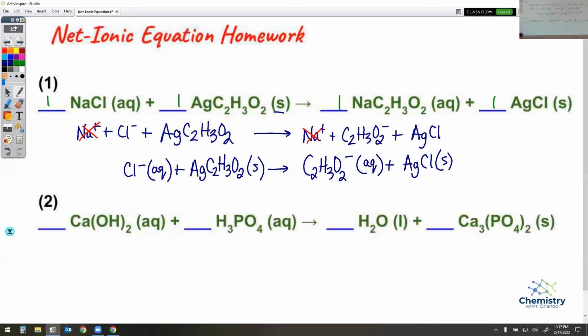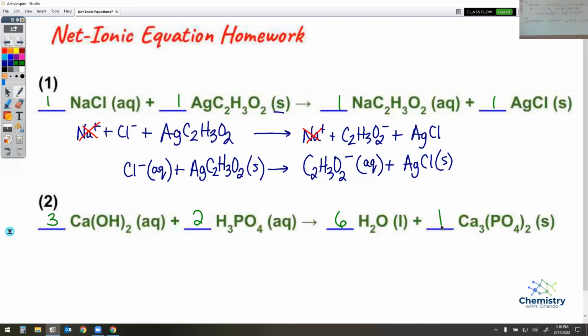All right, taking a look at problem number 2. First thing I want to do is balance the problem. So I have 1 calcium on the left, 3 on the right. So I'm going to put a 3 in front of calcium hydroxide. I have 2 phosphates on the right, so I need 2 on the left. So I'm going to put a 2 in front of the phosphoric acid. And finally, I have 6 hydroxides and 6 H's. That's going to allow me to produce 6 waters, leaving us with a coefficient of 3, 2, 6, 1.